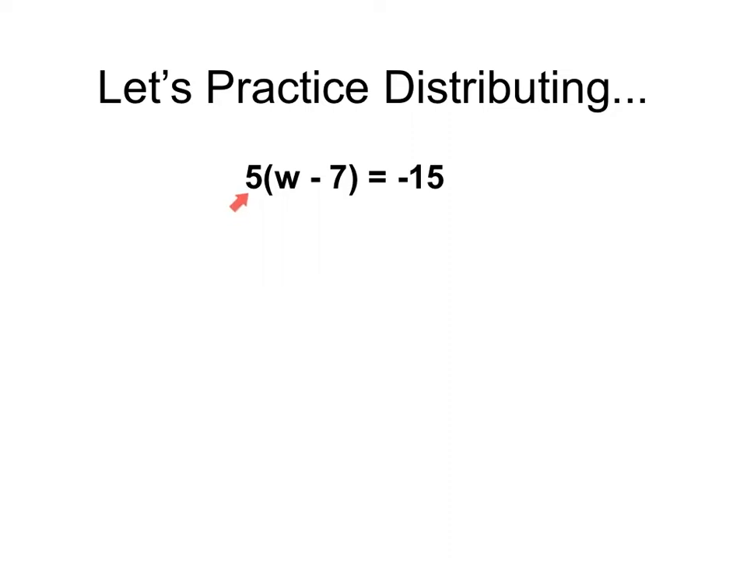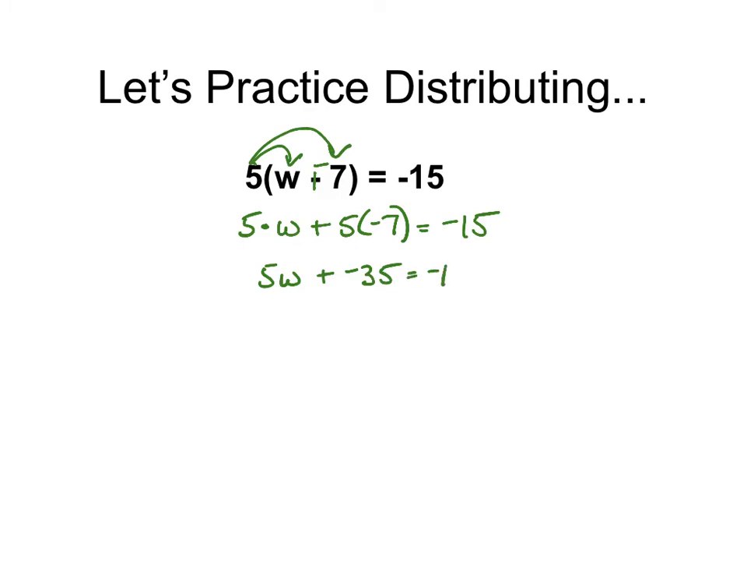I have 5 times the quantity of w minus 7 equal negative 15. Before I can solve this problem, I need to simplify this. First, let's change this, so that is 5 times w plus a negative 7. I'm going to distribute that 5 to the w and the negative 7. So I'll have 5 times w plus 5 times negative 7 is equal to negative 15. And now I'll just clean it up. I have 5w plus negative 35 equal negative 15.